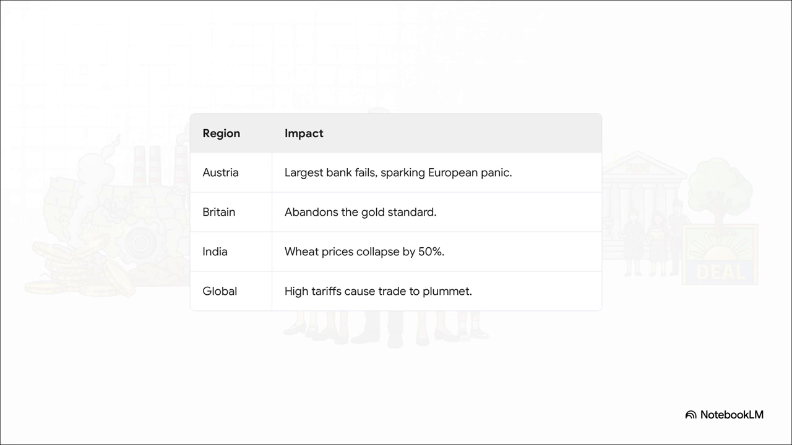Austria's biggest bank fails, which triggers panic across Europe. In Britain, there's a run on the banks, and they're forced to abandon the gold standard. Basically, their money isn't backed by gold anymore. All the way over in India, crop prices absolutely collapsed, ruining farmers. The lesson here? In a global economy, nobody is an island.